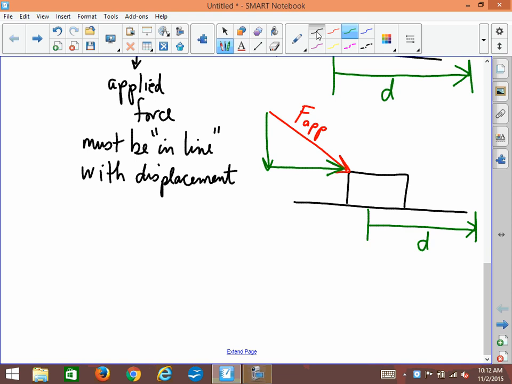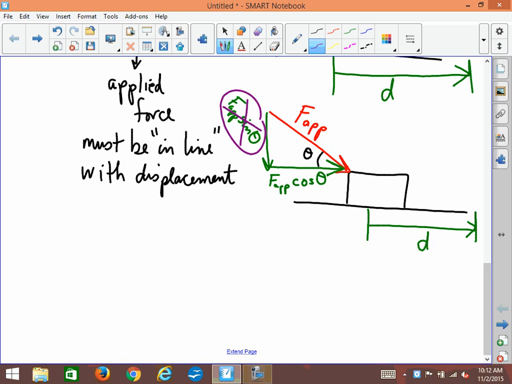And if I told you what the angle was, if it was an angle of theta, then you know how to do this already. We've done this resolving of vectors many times. This green side here would be F applied times, since it's adjacent to the angle, cos theta. And the one over here would be F applied sine theta. But this one has no effect on the work done, because you notice how it's completely perpendicular to the displacement. So we don't really even care about this one right now.